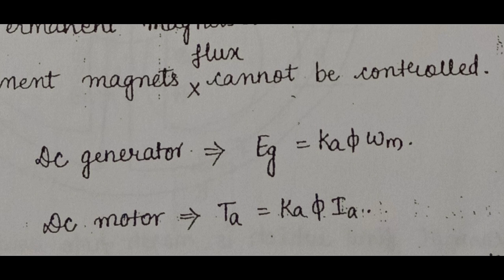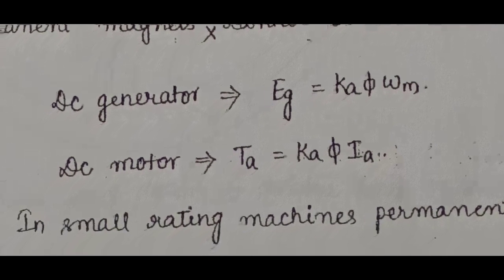Omega m is the angular velocity or angular speed, and it is proportional to speed. If the speed of the rotor is higher, then the generated EMF is also higher. In a DC motor, torque Ta is proportional to Ka phi Ia. Torque is directly proportional to flux. If the flux is greater, then torque is also greater. Ia is the armature current; as Ia increases, the produced torque also increases.